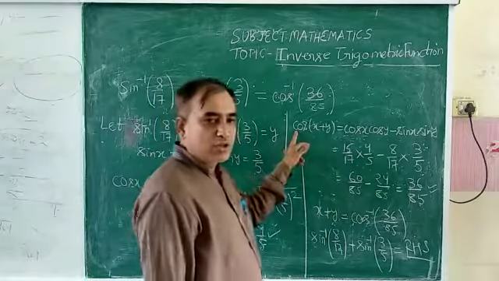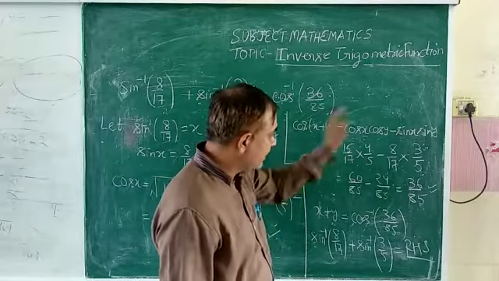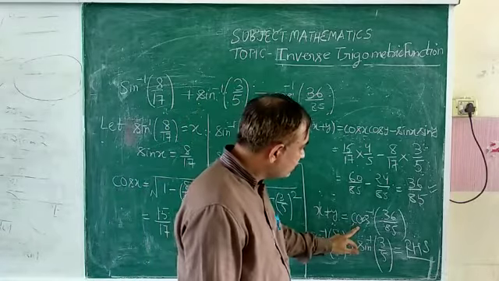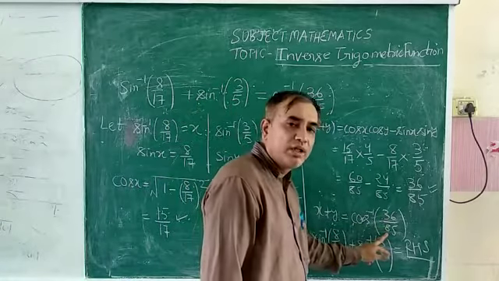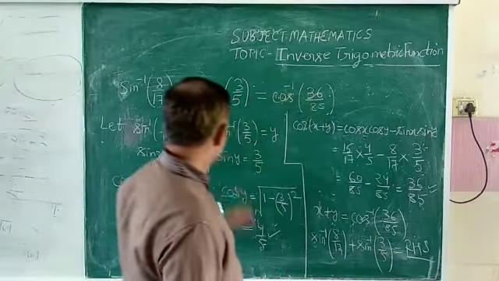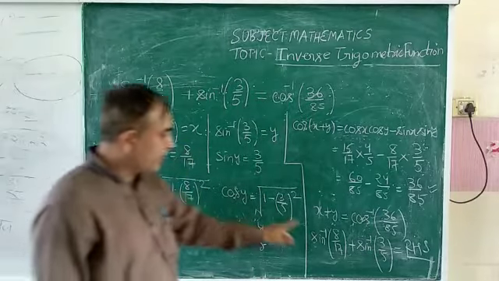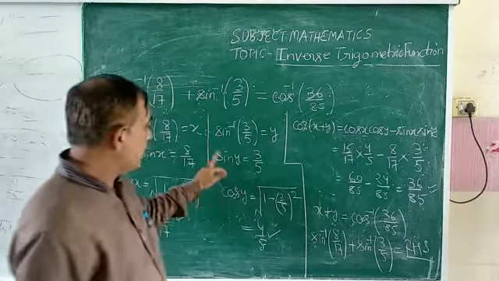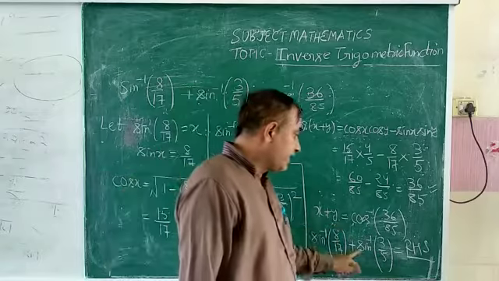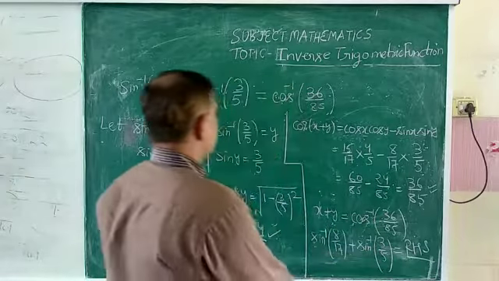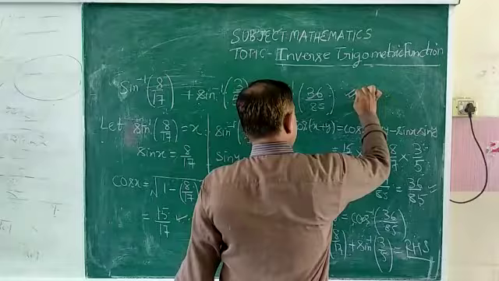Now, if we shift the cos to the right-hand side, we get x + y = cos⁻¹(36/85). Now put the value of x, which is sin⁻¹(8/17), here, and put the value of y, which is sin⁻¹(3/5). And this is our right-hand side. And this is the final result we get, hence proved.